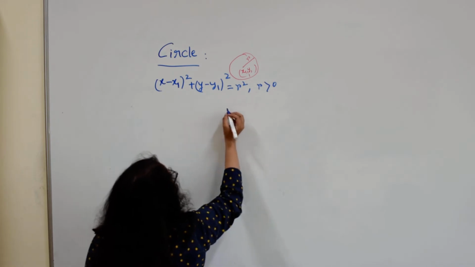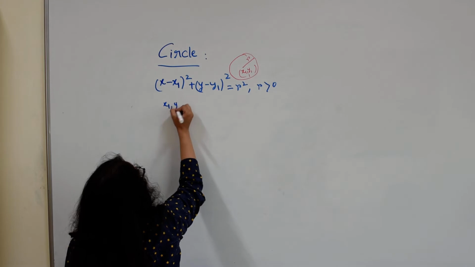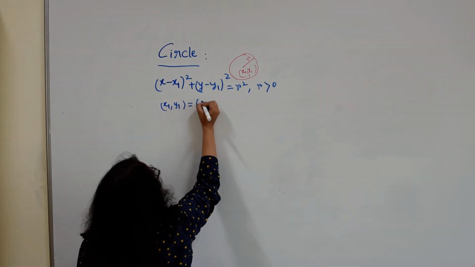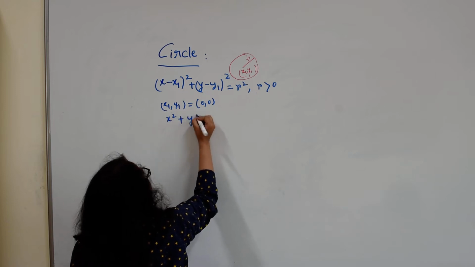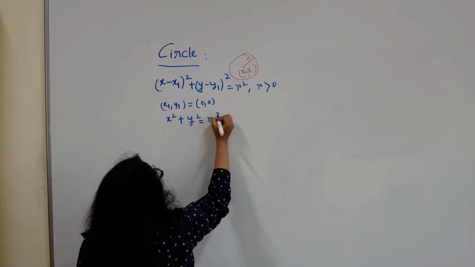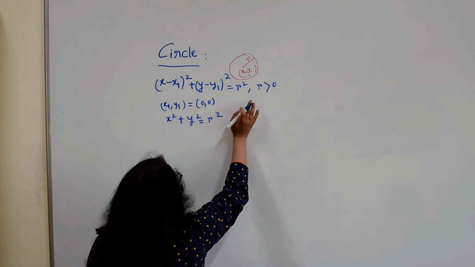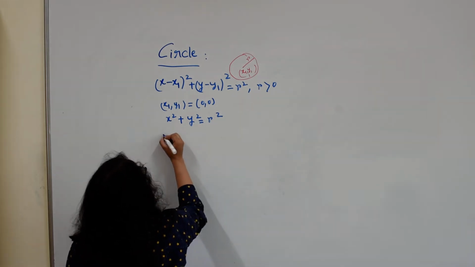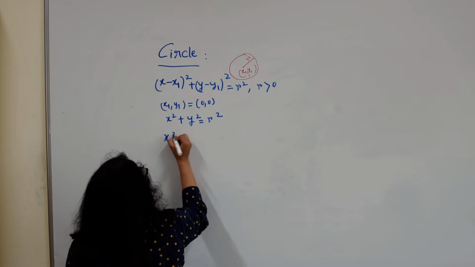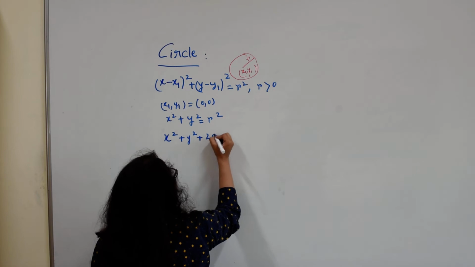So if the center is at (0, 0), if we take (x1, y1) equals (0, 0), then the equation will be x square plus y square equals r square. This equation is very important because it is the basis of the circle and also of geometry, you can say. And again, the general form of the equation is the most general, when the center can be anything.